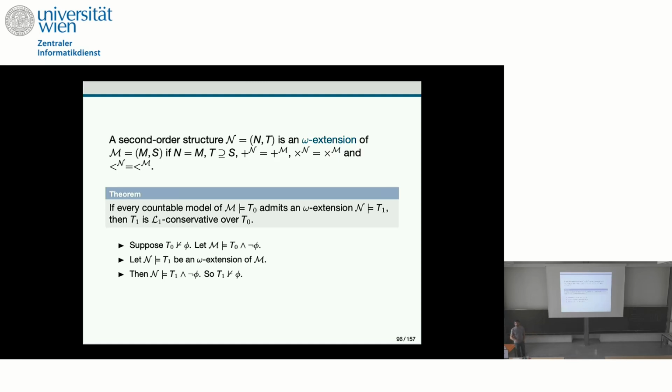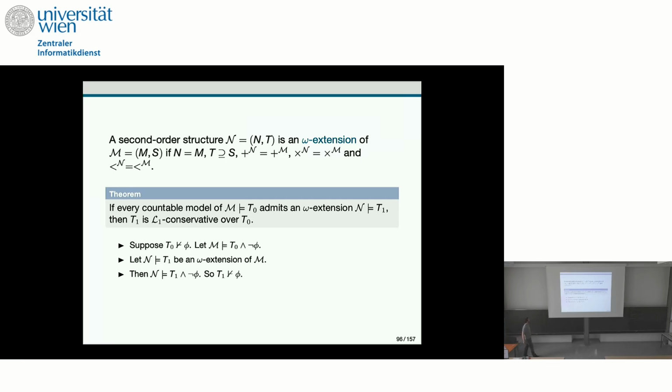For that, the simplest way is through the notion of omega extension. A second-order structure is an omega extension of another structure if the collection of integers remains the same, with the same interpretation of the operations, which means that you increase only the second-order part. It is easy to see that if every countable model of a countable theory T0 admits an omega extension into another countable theory T1, then T1 is conservative over T0 for all first-order sentences. The proof is very simple.